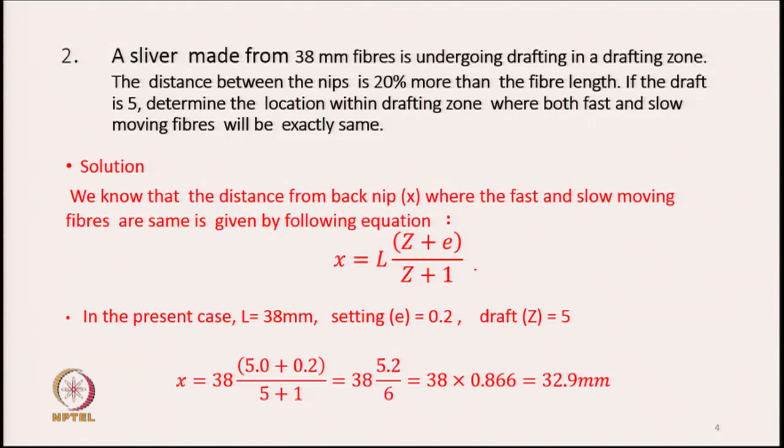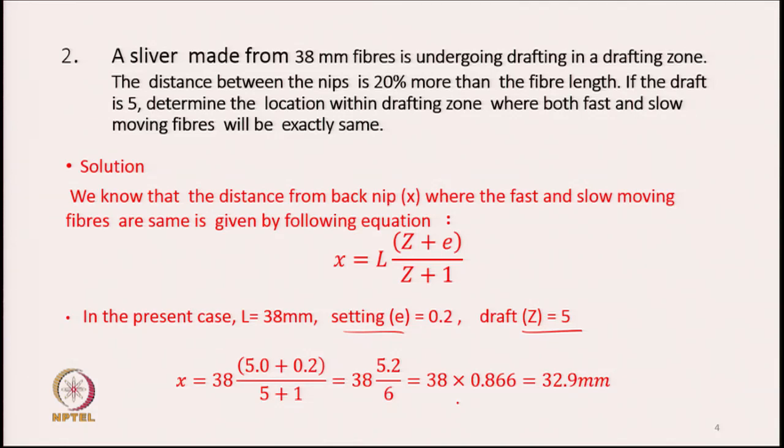So, in this formula you see everything is given. The value of L is 38. The setting E, it has been said it is 20% more than the fiber length. That means, basically E is 0.2 and the draft is also given, 5. So, Z is 5. If we have these values, we simply substitute the values of L, E and Z in the formula and straight away we get the answer. So, if we put these values in the formula, we get x as 32.9.